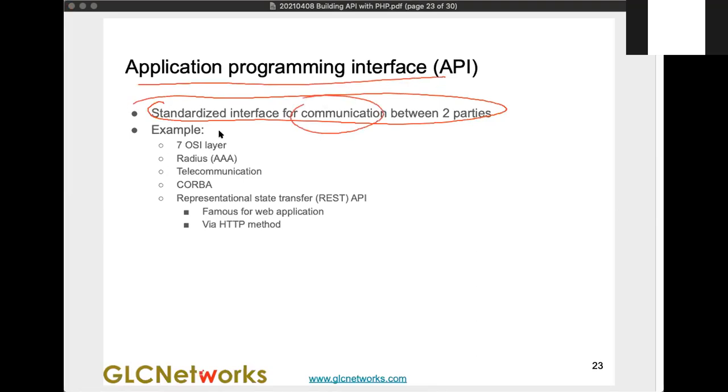Application programming interface. You can see, from the API perspective, the seven OSI layers are one. You have RADIUS, which has a protocol, and I think it's an API as well. Telecommunication uses APIs a lot. For example, a central office switch from Huawei can talk to Siemens or Ericsson, or ZTE or whatever. So yeah, those are APIs.